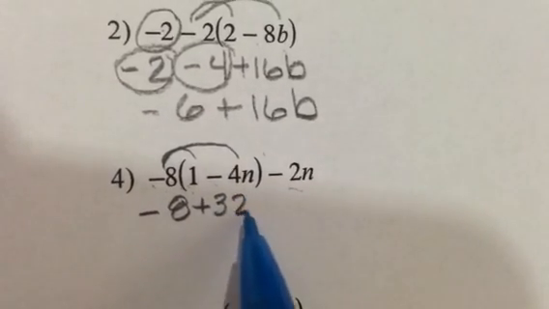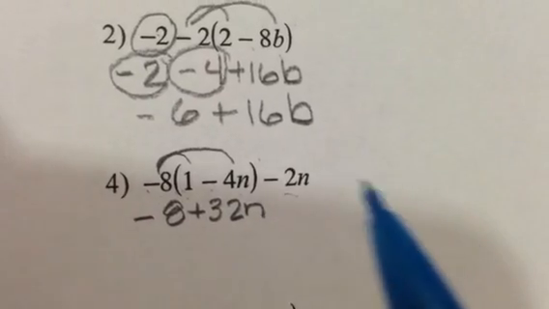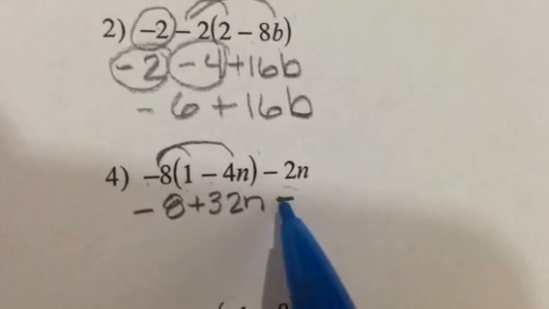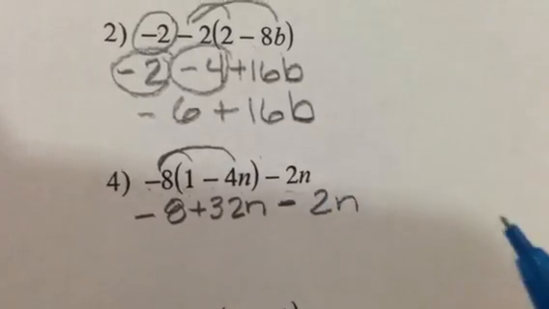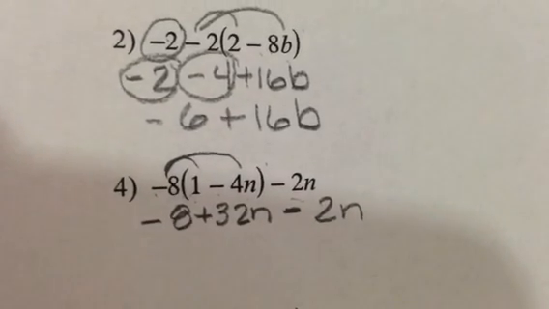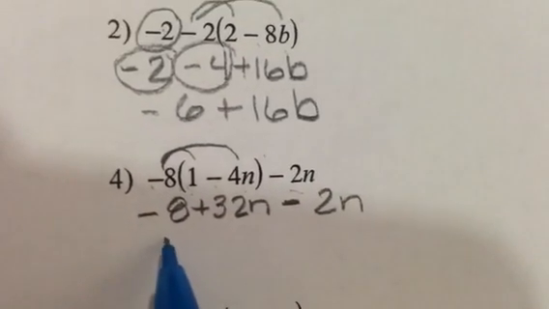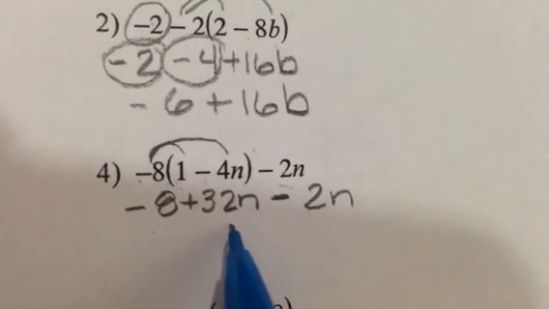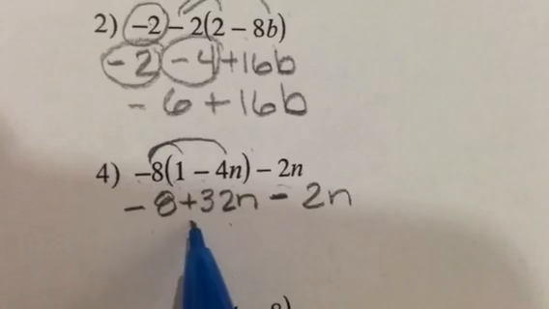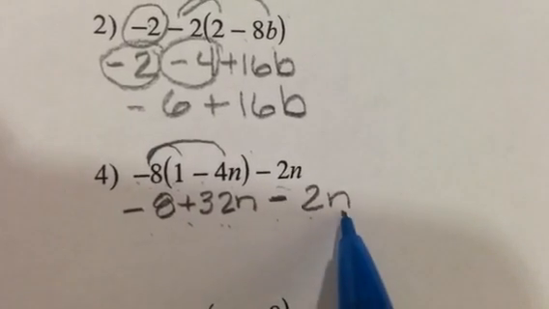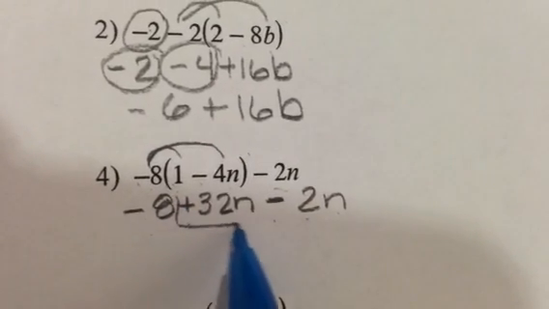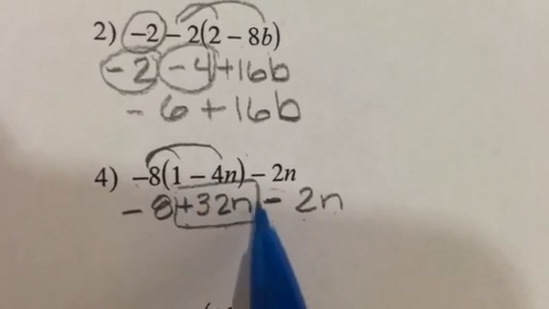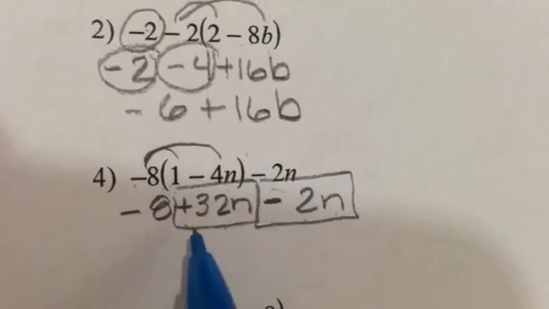8 times 4 is 32, and don't forget the variable. Now on the outside of the bracket, I still have my negative 2n. I'm not going to do anything with it, but bring it over. Now I'm looking for combining like terms. The 8 is a constant, but it stands alone because there's nothing else. The 32n, and that's a positive 32n, and the negative 2n, those are like terms, so I can combine them.